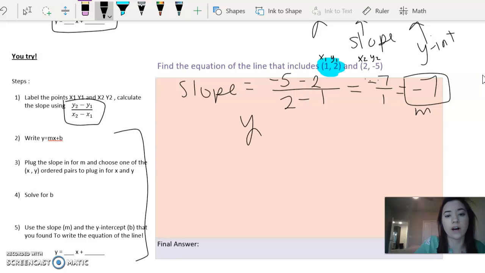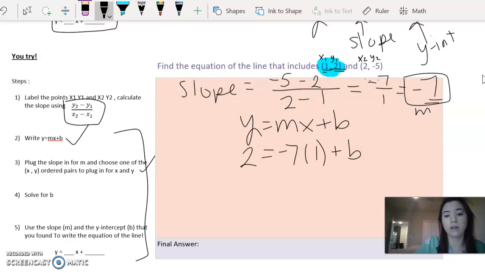Alright, so we have y equals mx plus b. Okay. Now we're going to plug in our values. So I'm going to plug y, my 2, where y is. M is -7. X was 1, plus b. 2 equals -7 plus b.